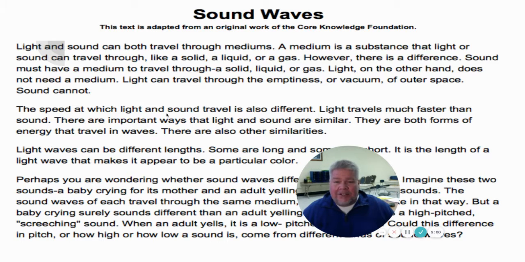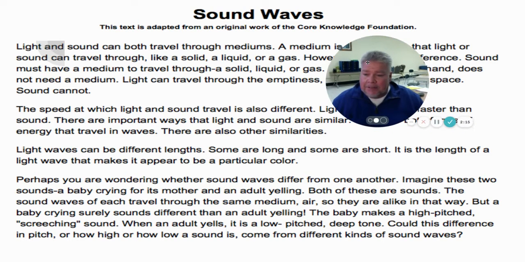The speed at which light and sound travel is also different. Light travels much faster than sound. There are important ways that light and sound are similar. They're both forms of energy that travel in waves. There are also other similarities. Light waves can be different lengths. Some are long and some are short. It's the length of a light wave that makes it appear to be a particular color.